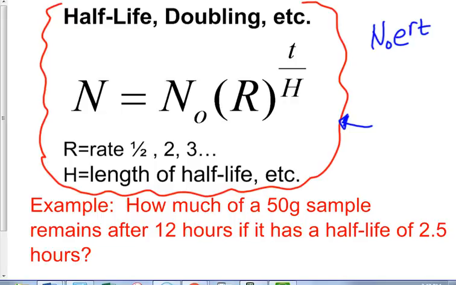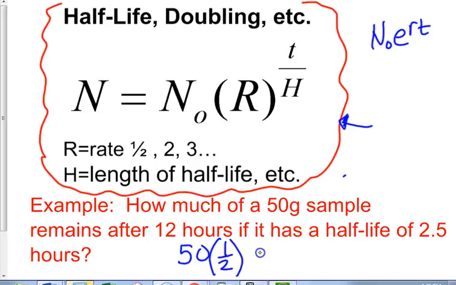All right, ready to talk about the example? It says, how much of a 50 gram sample, so that's the original amount, remains after 12 hours if it has a half-life. So the half is what it's doing. It's halving, or multiplying by half.